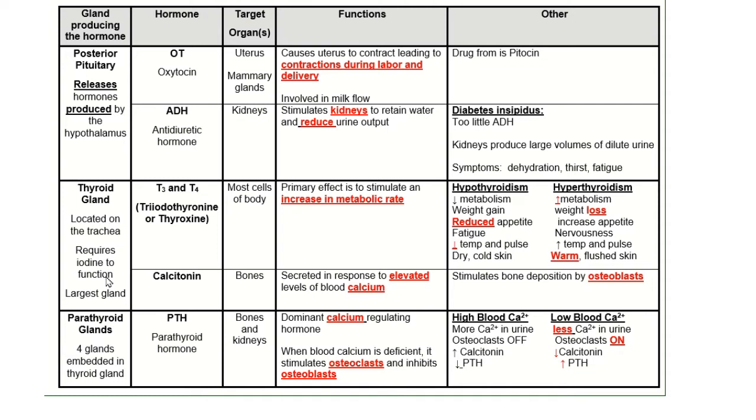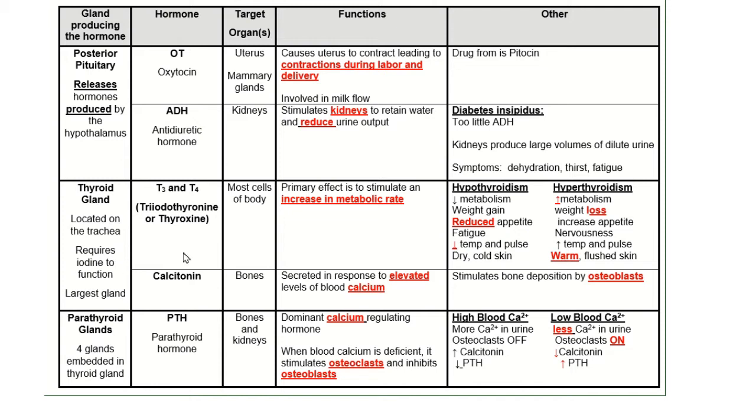Continuing on, our thyroid gland is one of the largest and most important glands in the body. The thyroid gland is located on the trachea. It requires iodine to function. You get iodine in your diet by salt. Even if you don't salt your foods, if you eat any processed food, any canned food, any frozen food, it has salt added to it. You just need a little bit of iodine for this gland and hormone to function.